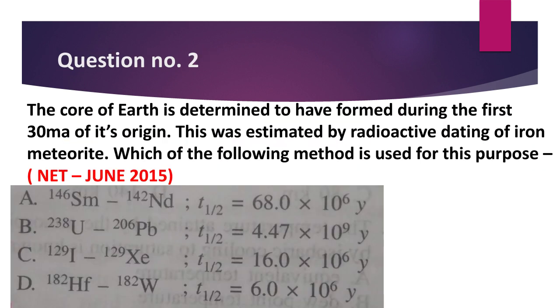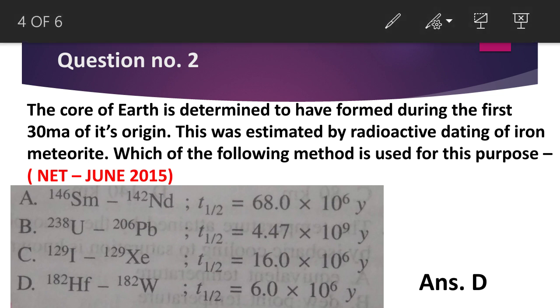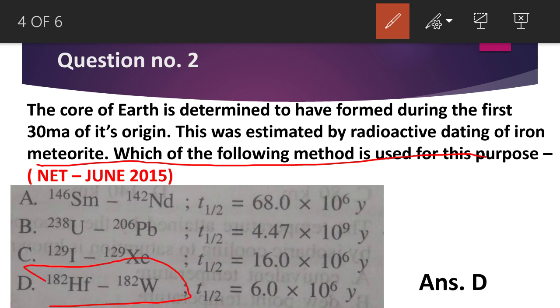Now the second question is, the core of the earth is determined to have formed during the first 30 million years of its origin. This was estimated by radioactive dating of iron meteorites. Which of the following methods is used for this purpose? For this purpose we use the hafnium-tungsten method. Why? Because during the formation of the earth, or we can say during the differentiation, because the earth's core is formed by the differentiation, we have two elements, hafnium and tungsten.